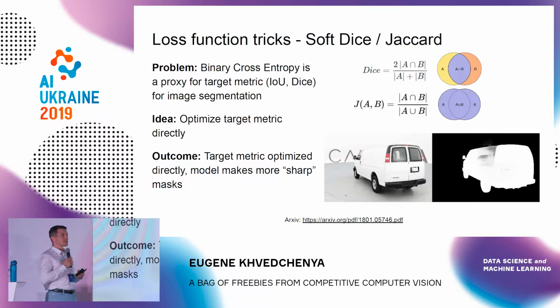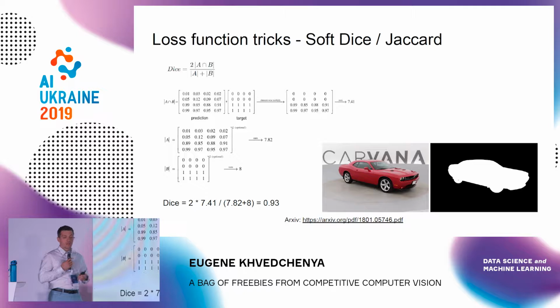But it turns out that there is a way to fake this dice by computing the so-called soft dice or soft Jaccard metrics, which allows us to optimize this intersection directly. And it's really simple to compute. We basically multiply our mask element-wise with our predictions, and this gives our intersection. We sum them, and this gives our union. And that's it. We divide and we get the loss.